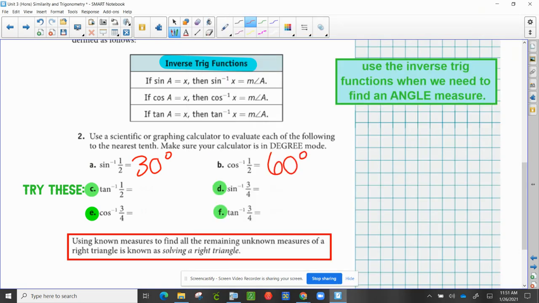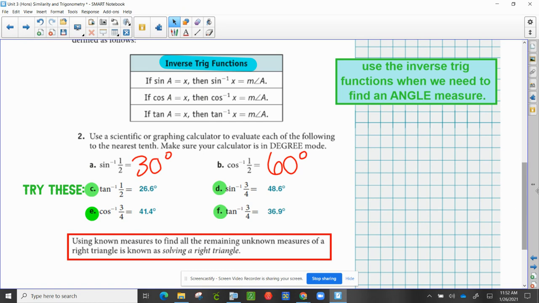Anytime you use inverse sine, you're finding an angle measure, so make sure you label it. I'm going to have you try C through F and see what you get for those answers. Here are those answers rounded to the nearest tenth. As long as your answer is close, you should be good to go.